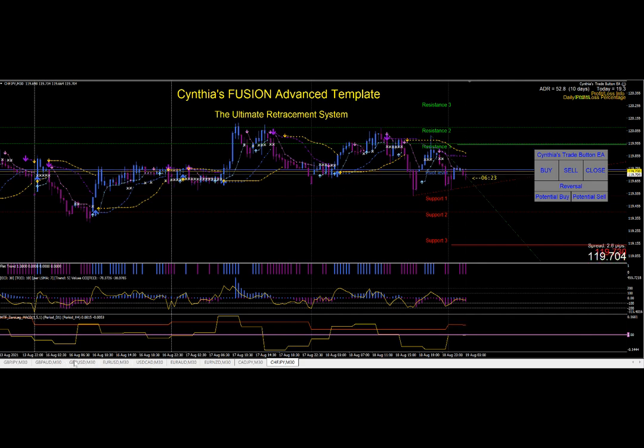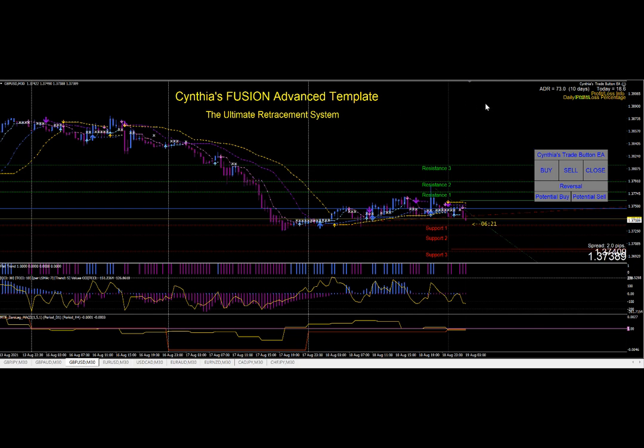In some of these other bigger moving pairs, like this is the pound US dollar, the average daily range is 73 pips, so you do have some better movements. And if I used my crosshair and show you, this was a 28 pip move, then you have a retracement.